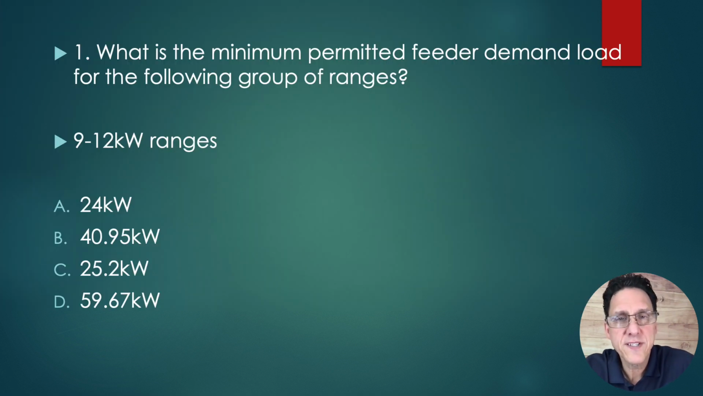Okay, here's our first example. In this one, what is the minimum permitted feeder or service demand load for the following group of ranges? What we have is 9 ranges rated 12 kilowatts each. So 9 12-kilowatt ranges. Take a moment and give that a shot. If you want to pause the video, you can pause it here, and then when you're done, you can restart the video and I will give you the answer.